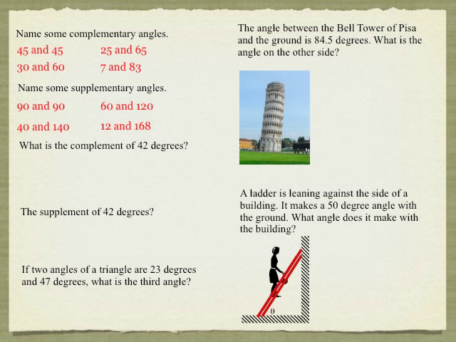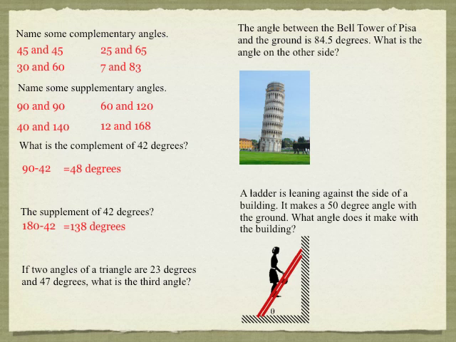What is the complement of 42 degrees? Remember, complementary angles add to 90. So what would I need to add to 42 to get 90? Well, 90 minus 42 is 48. So 48 degrees is the complement of 42. What is the supplement of 42 degrees? Again, remember, supplementary angles add to 180. So I'd be looking for 180 minus 42, which is 138 degrees.